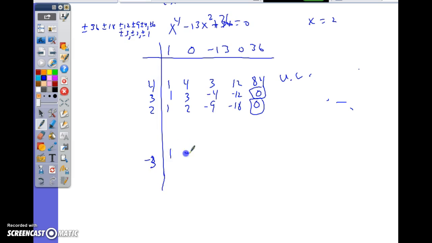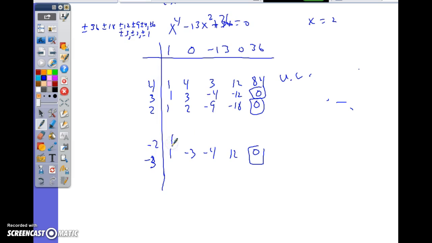1 gives me negative 3, gives me negative 3. Gives me 9, gives me negative 4, gives me 12, which gives me negative 36. That's a 0. Found the third one, which means there has to be another negative. Now, here's where I would guess wrong. I would guess negative 4, but let's guess negative 2 to cut down on the time.